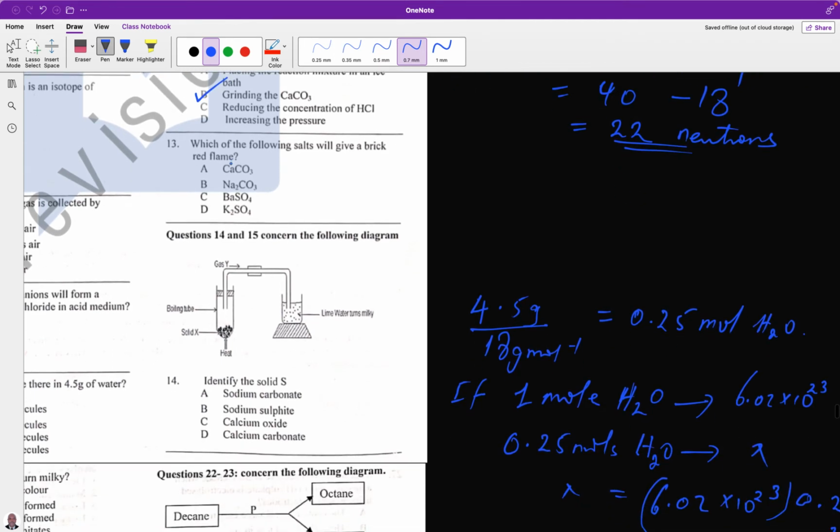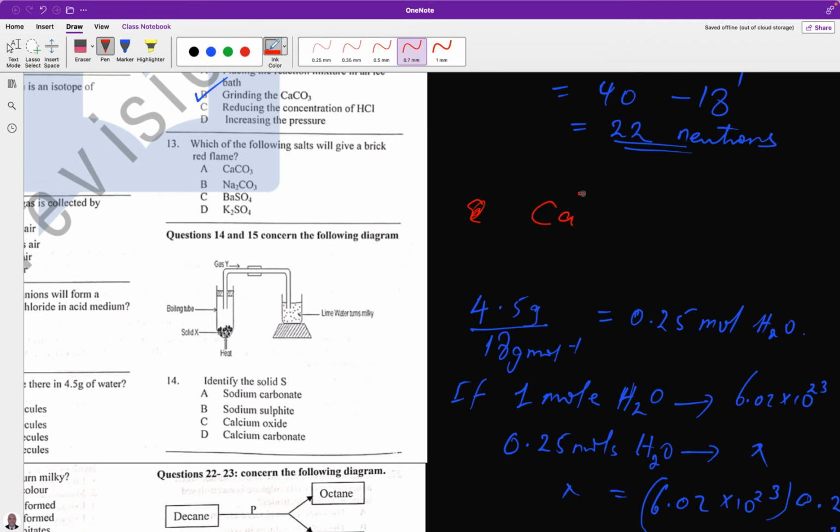Question number 13. Which of the following salts will give a brick red flame? Using the flame test for the salts, we have calcium carbonate, sodium carbonate, barium sulfate, and potassium sulfate. The only ion that can give brick red is the calcium ion. Only calcium ion will give a brick red. Calcium ion.